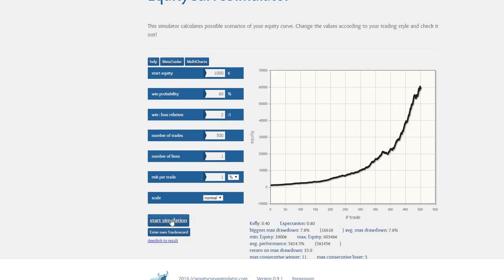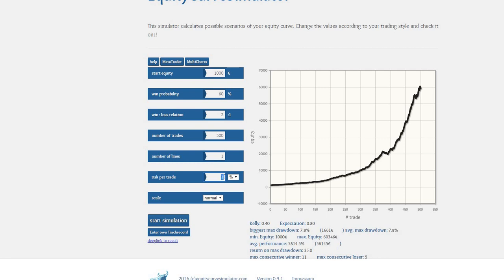So let's run that simulation, and you can see that it's a nice, smooth growth. Okay, this is nice and smooth, pretty much almost a straight up line. If we look at the statistics, the most we lost at a given time was 7.8%. Okay, so pretty good results there. Now, this is when you're risking small amounts, right? You're trading a small account and you're winning small amounts consistently.